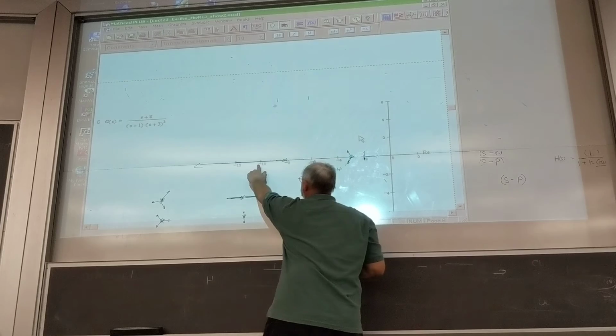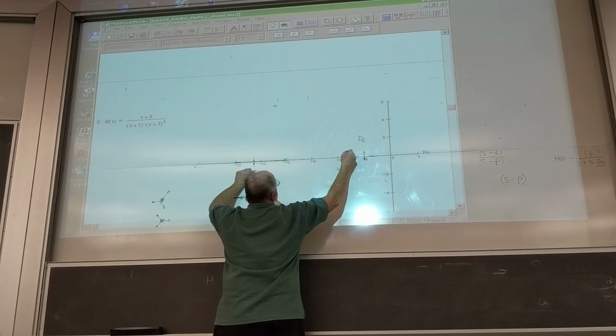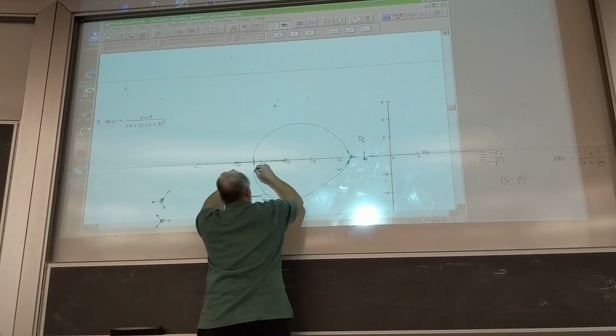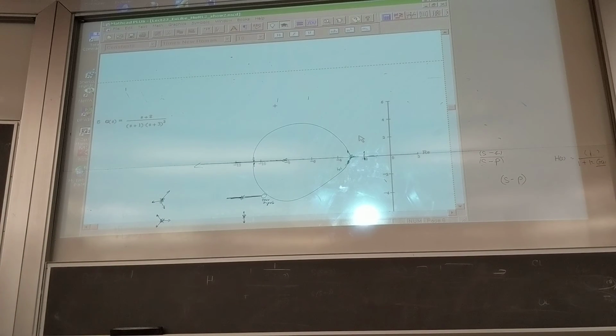And then what's going to happen over here? It's going to come in at 90 somewhere here. So what do you think is going to happen? Something like that. Let's see what it actually looks like.